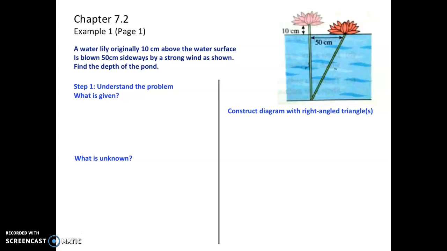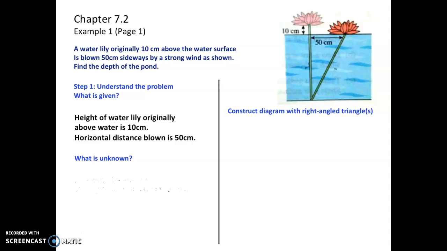So to solve a problem like this, we will first need to understand the problem. We'll need to identify what is given. So here we know that the height of the water lily is originally 10 cm above water and the horizontal distance blown to the right is 50 cm. And what is unknown? We do not know what is the depth of the water. We also do not know what is the length of the stem of the water lily.